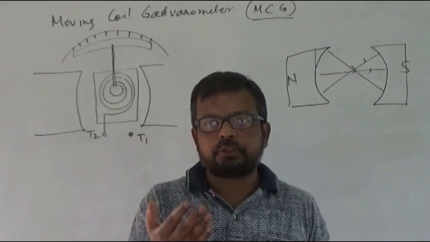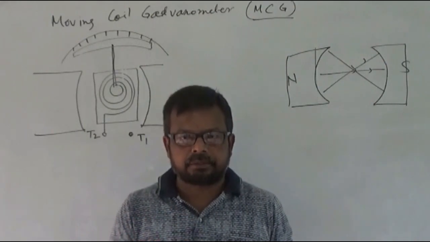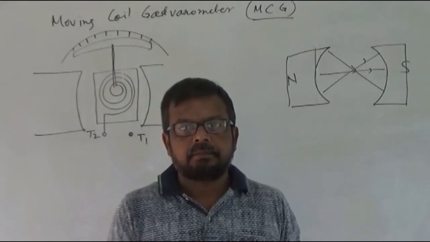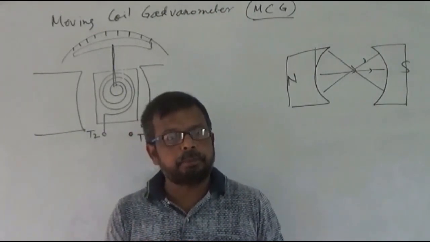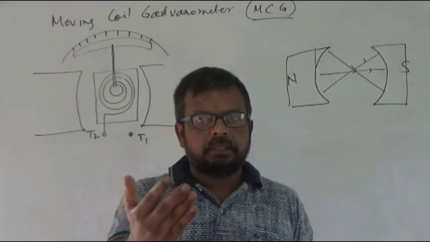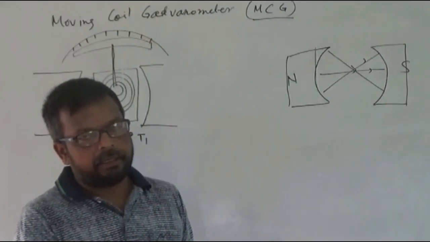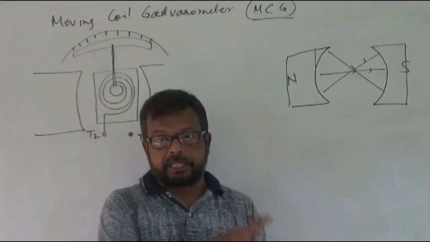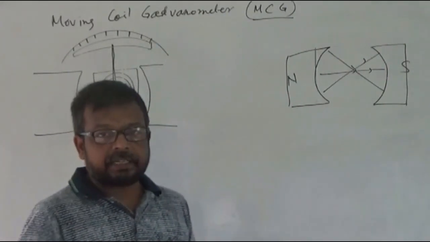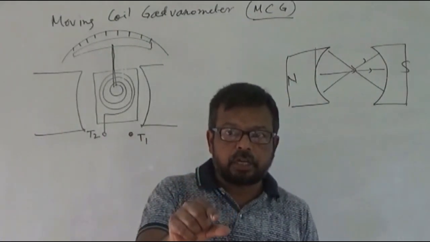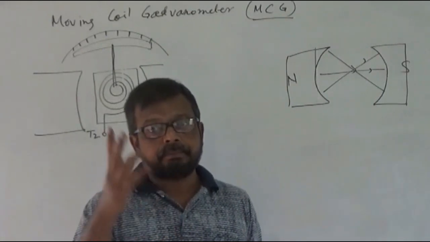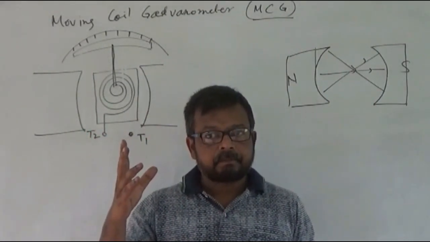If K is the restoring torque per unit twist, then the restoring torque will be K into phi, and the torque acting on the coil due to the magnetic field, we know that. We are coming to that calculation also. Now in equilibrium, this restoring torque and deflecting torque will be the same, right?